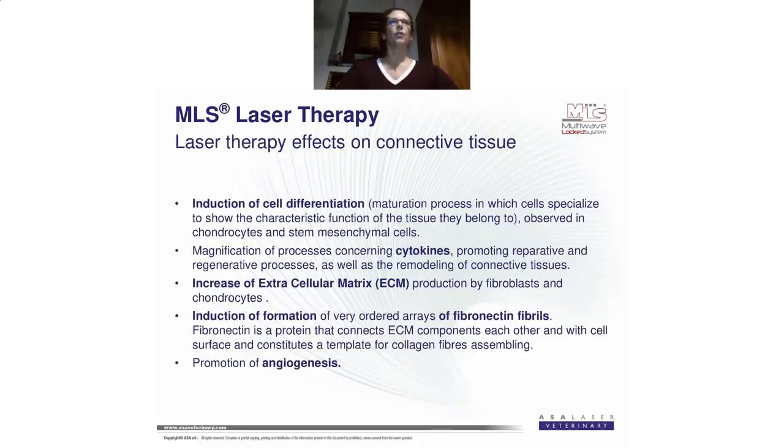So what can we do with MLS therapy on tendons and ligaments? We can have the induction of cell differentiation, a maturation process in which cells specialize to show the characteristic function of the tissue they belong to, observed in the mesenchymal cells. We have the magnification of processes concerning cytokines. We promote reparative and regenerative processes, and the remodeling of the connective tissue.